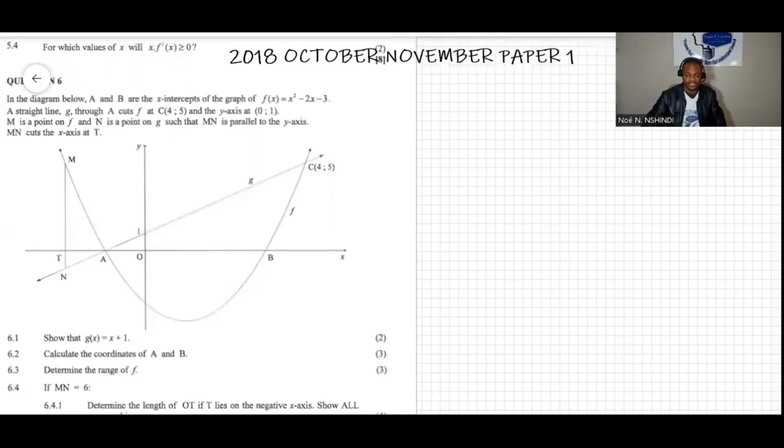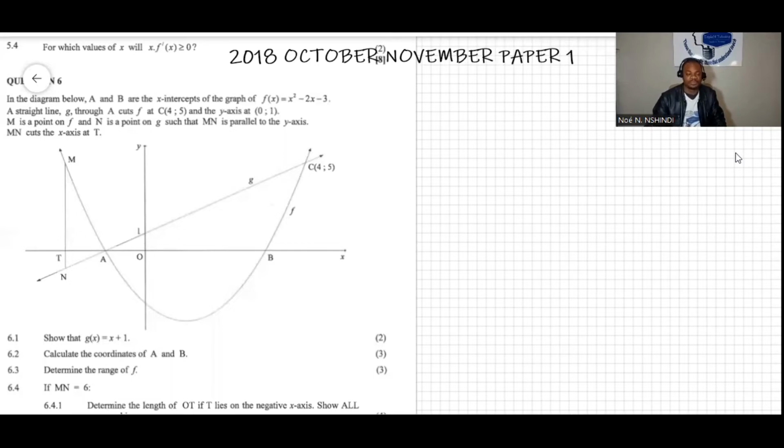Well, we have another question here. Question 6. The question says that in the diagram below, A and B are the x-intercepts of the graph of f of x equal to x cubed minus 2x minus 3. A straight line G through A cuts f at C and the y-axis at (0, 1). M is a point on f and N is a point on G, such that MN is parallel to the y-axis. MN cuts the x-axis at T.